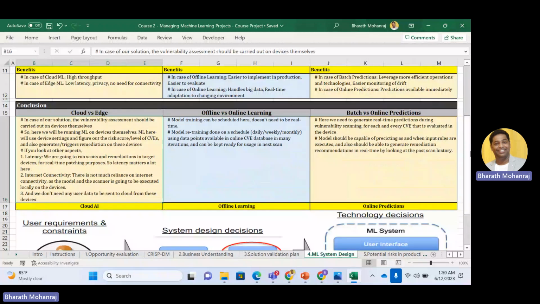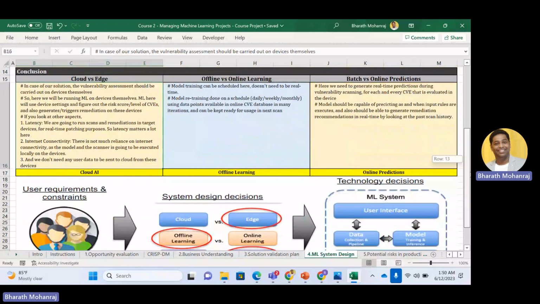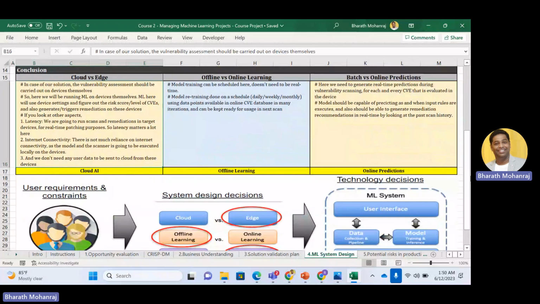Now, for the project which we have, my conclusion, starting with cloud versus edge, is this: since the models are going to be running on the target and the scan is happening on the edge devices or the endpoints, our conclusion here is going to be edge.